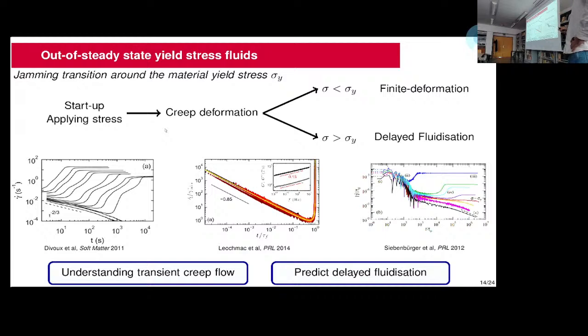Here I'm just showing you a few experiments to show you what I mean by the creep deformation and the fluidization. They're different materials: carbopol, protein gel, and colloidal glasses, but they all behave in the same way. You have a first regime of creep, and after some point, you have the fluidization with a really fast increase in the strain rate, and a complete fluidization of the system. So the point here is that we want to understand what happens during the creep.